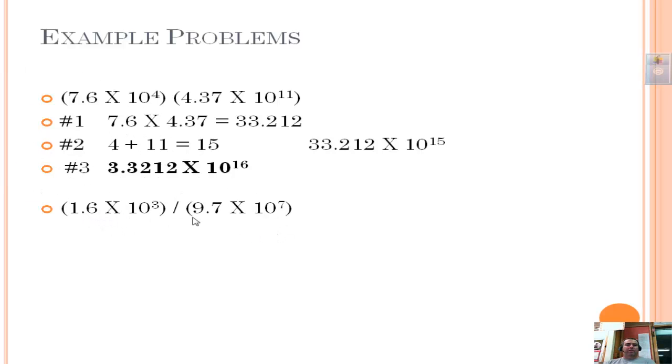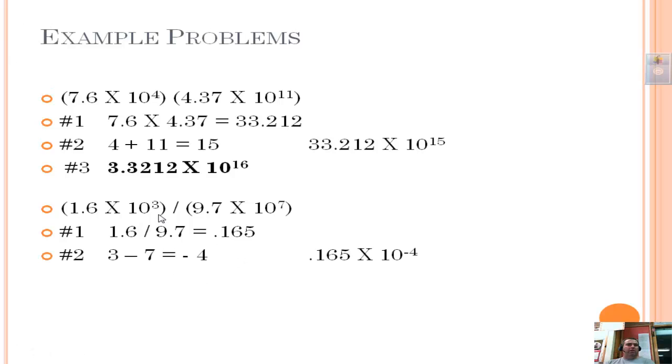Let's look at a division problem. 1.6 times 10 to the 3rd divided by 9.7 times 10 to the 7th. So first thing we're going to do is divide our m values. We're going to take 1.6 divided by 9.7. We're going to get 0.165. Next thing we're going to do is subtract our exponents. We're going to take 3 minus 7. 3 minus 7 gives me a negative 4. Putting it together, I get 0.165 times 10 to the negative 4th. Thing is, we're not in proper scientific notation, so I've got to back that up 1 to put it between 1 and 10, to give me a final answer of 1.65 times 10 to the negative 5th.